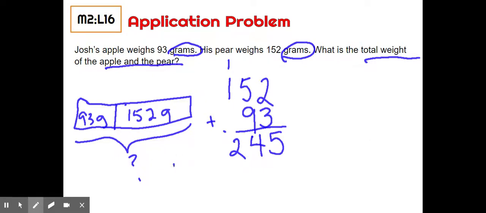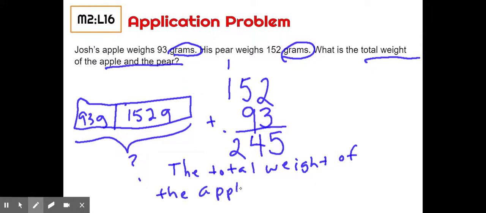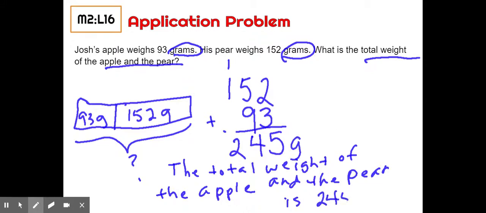So when we write it out, it is the total weight of the apple and pear is, oopsie, I better put that up there too, is 245 grams. And remember, that's your units. We are measuring in grams. Okay? Nice job. Impressive.